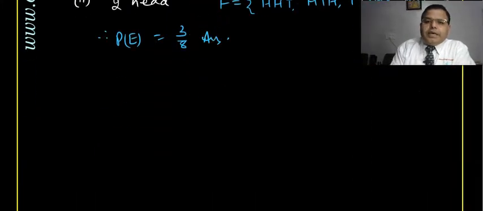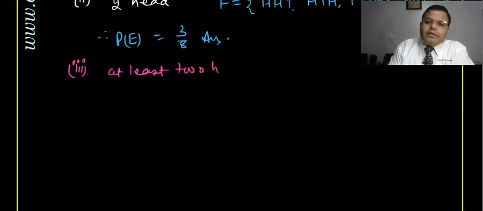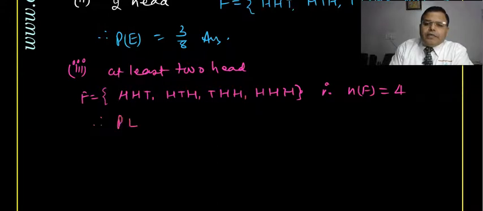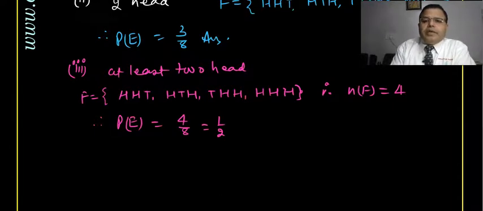Now the third part of the question is at least two heads. Then favorable outcomes will be 4. At least two heads means two heads or more than two heads, that is HHT, HTH, THH, two heads, and more than two heads, that is three heads. So the number of favorable outcomes is 4, and therefore the probability of the event is 4 by 8, that is 1 by 2. I hope you got it.